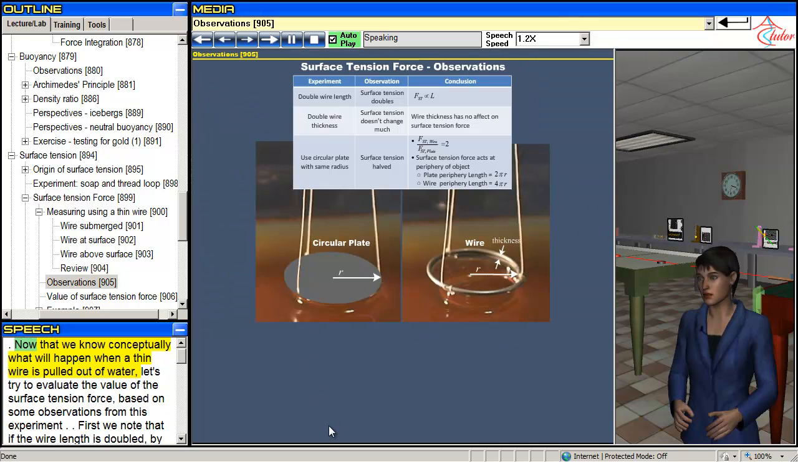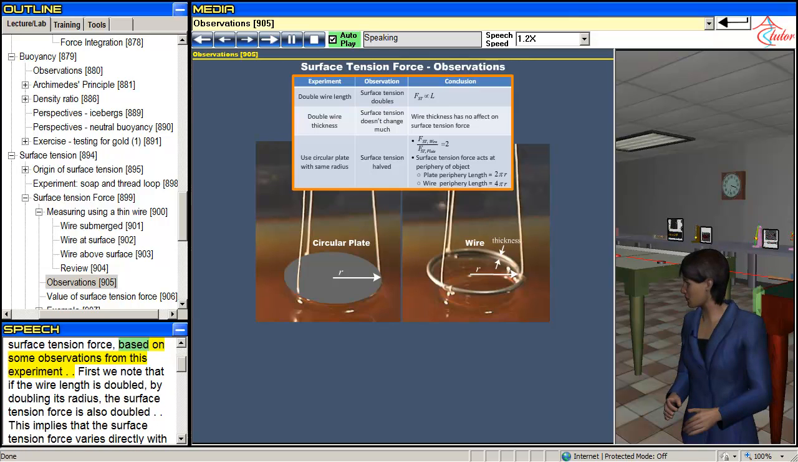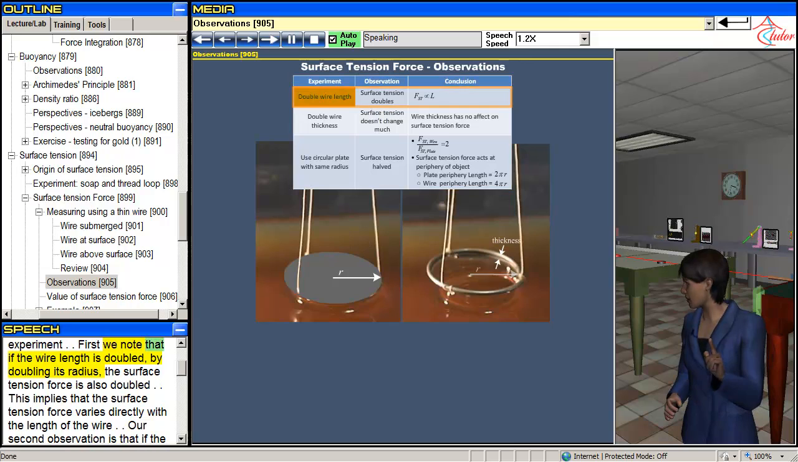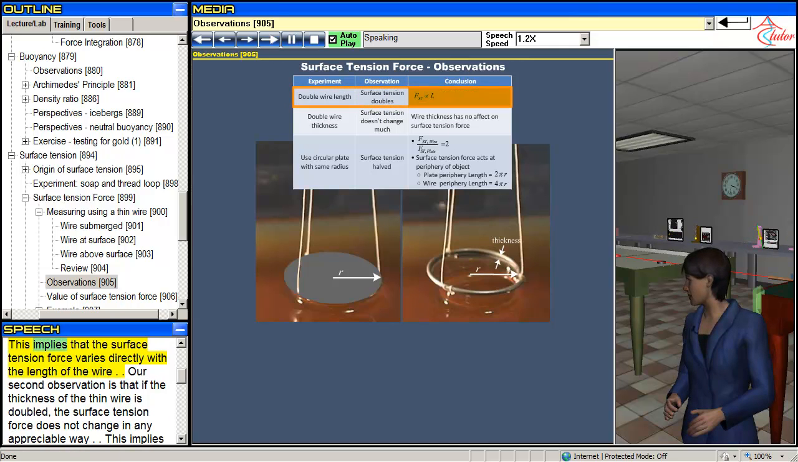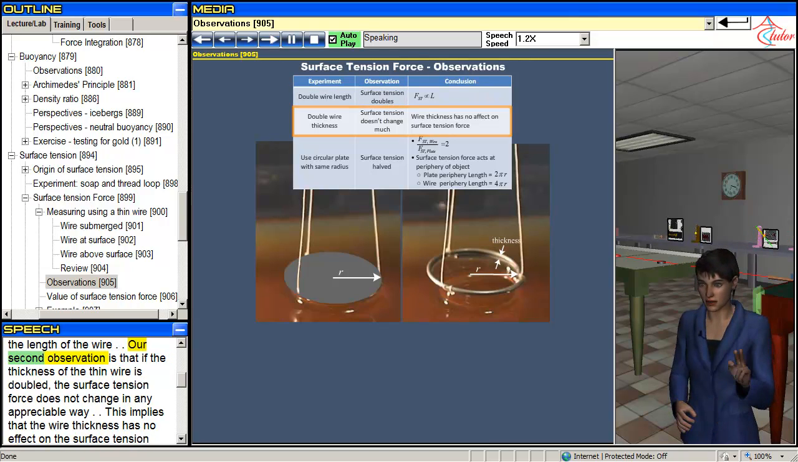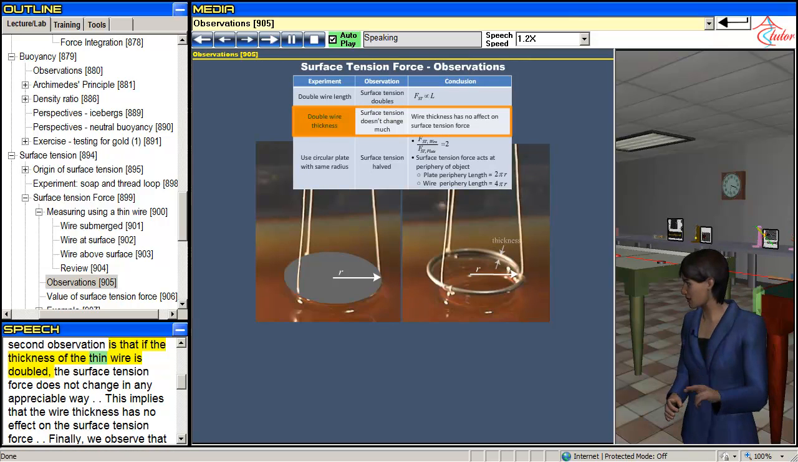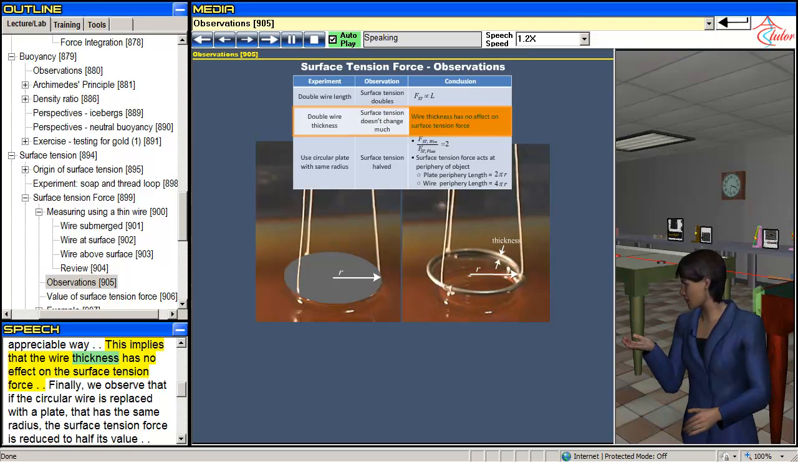Now that we know conceptually what will happen when a thin wire is pulled out of water, let's try to evaluate the value of the surface tension force, based on some observations from this experiment. First, we note that if the wire length is doubled, by doubling its radius, the surface tension force is also doubled. This implies that the surface tension force varies directly with the length of the wire. Our second observation is that if the thickness of the thin wire is doubled, the surface tension force does not change in any appreciable way. This implies that a wire thickness has no effect on the surface tension force.